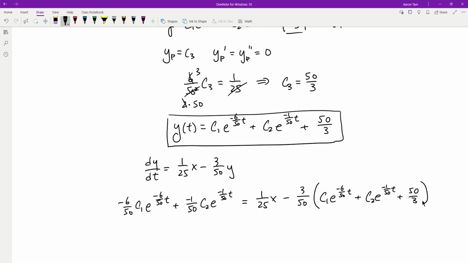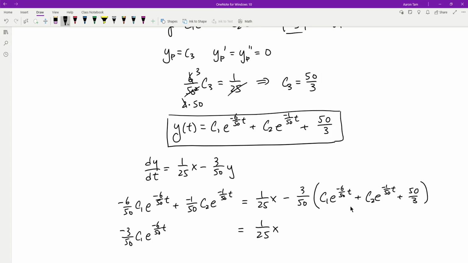So it looks like there's a lot of things going on, but I think we can handle this. I'm going to have the 1 over 25 x stay right where it is, and I'm going to try to move everything else to the other side. So this is negative 3 over 50 c1 e to the negative 6 over 50 t. When I move it to the other side, it becomes adding, so therefore it becomes negative 3 over 50 c1 e to the negative 6 over 50 t.